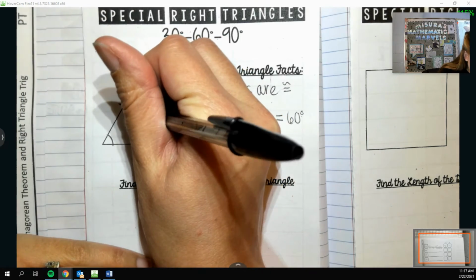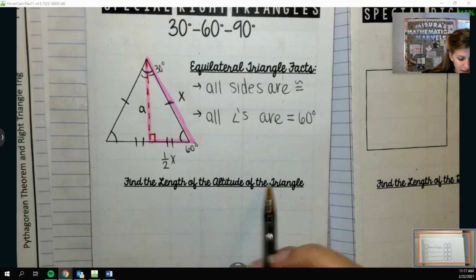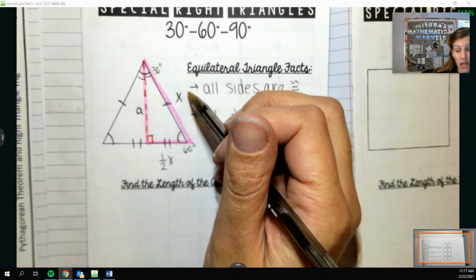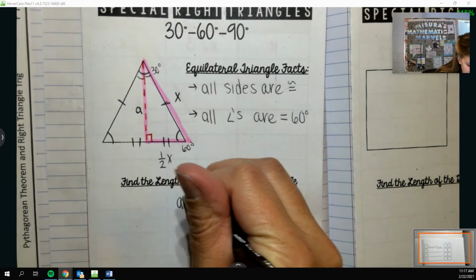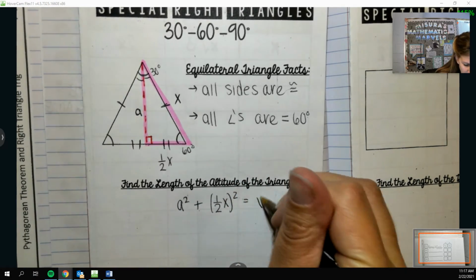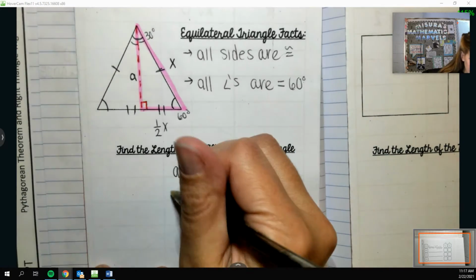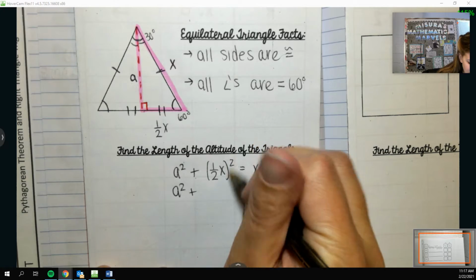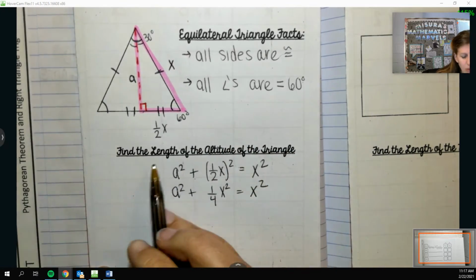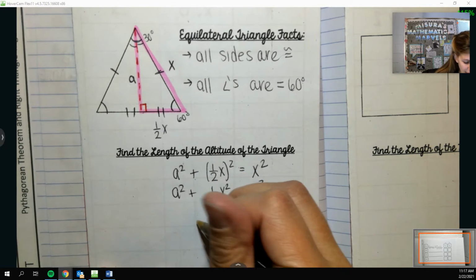So if we label the altitude with a, side a, to find the length of the altitude, we want to do our Pythagorean theorem. So the two legs squared added together equal the hypotenuse squared. So a squared plus half x squared equals x squared. So if I square all the things, a squared is still a squared, but half x squared is 1/4 x squared. And then if I want to find the length of the altitude, so solve for the altitude, I would want to get a alone.